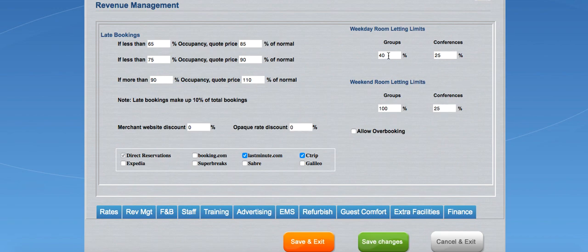It's perfectly acceptable to set both groups and conferences to 100%. That is essentially saying that we're having no control over bookings. This is if we want to add in that level of control.